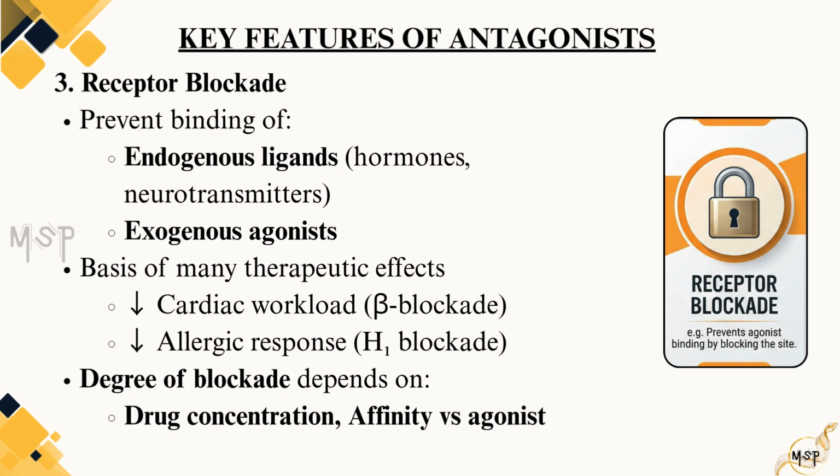3. Receptor blockade. Their primary action is to prevent the binding of endogenous ligands, like hormones or neurotransmitters, or exogenous agonists. This blockade is the therapeutic cornerstone in many diseases. For example, blocking excessive noradrenaline at beta receptors in heart failure reduces cardiac workload. Blocking histamine at H1 receptors prevents allergic symptoms. The degree of blockade depends on the antagonist's concentration and its affinity relative to the agonist.